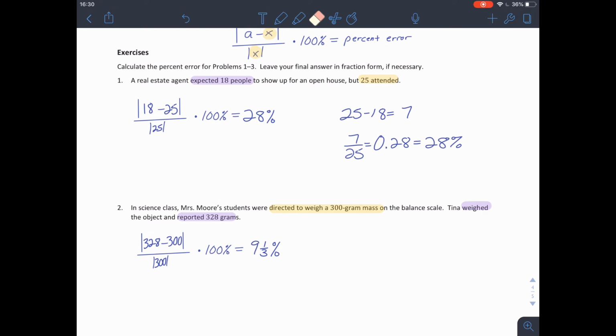To break that down, 328 minus 300 tells us that there was a difference of 28 grams between what we expected and what we got. And then we divide that by the amount that we expected to get, the 300 grams, and we find 0.093 with the 3 repeating, which is 9 1/3%.